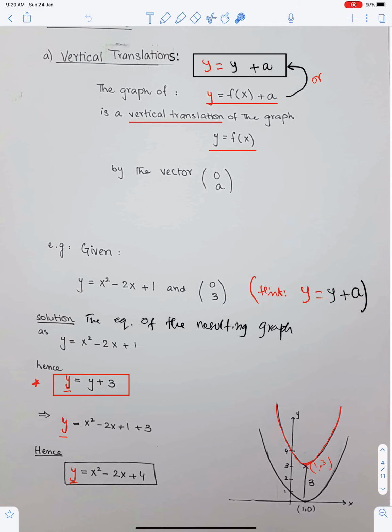So by applying this equation onto this equation, we can get the equation of the resulting graph. So by substituting the value of y here into this equation, we will get the equation of the resulting graph.